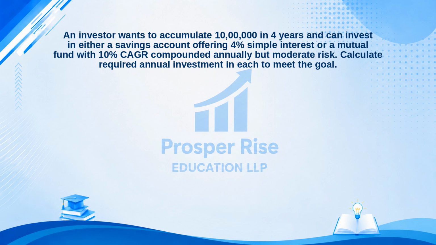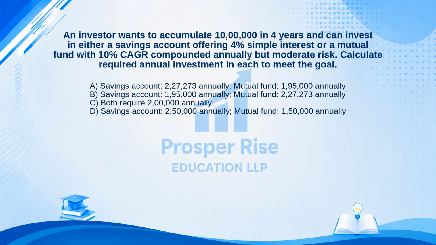An investor wants to accumulate 10 lakh in 4 years and can invest in either a savings account offering 4% simple interest or a mutual fund with 10% CAGR compounded annually but moderate risk. Calculate required annual investment in each to meet the goal. Here are your options.